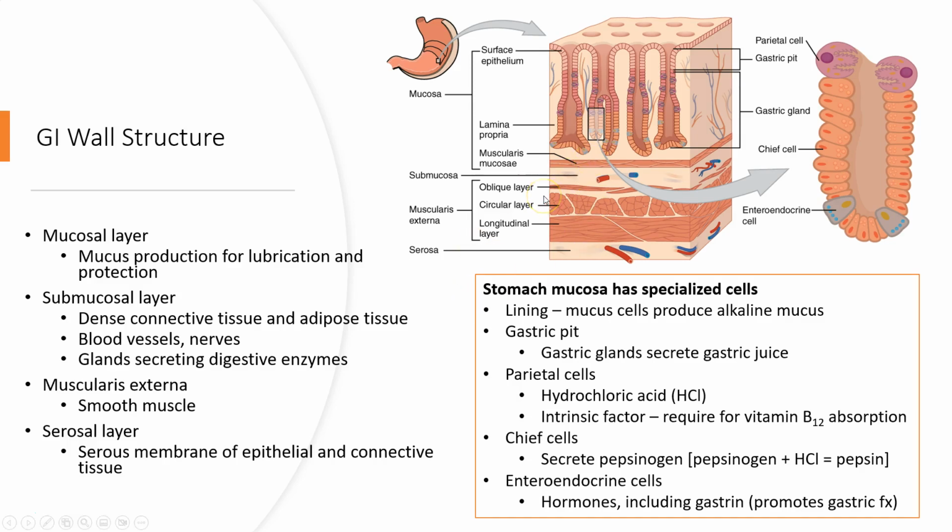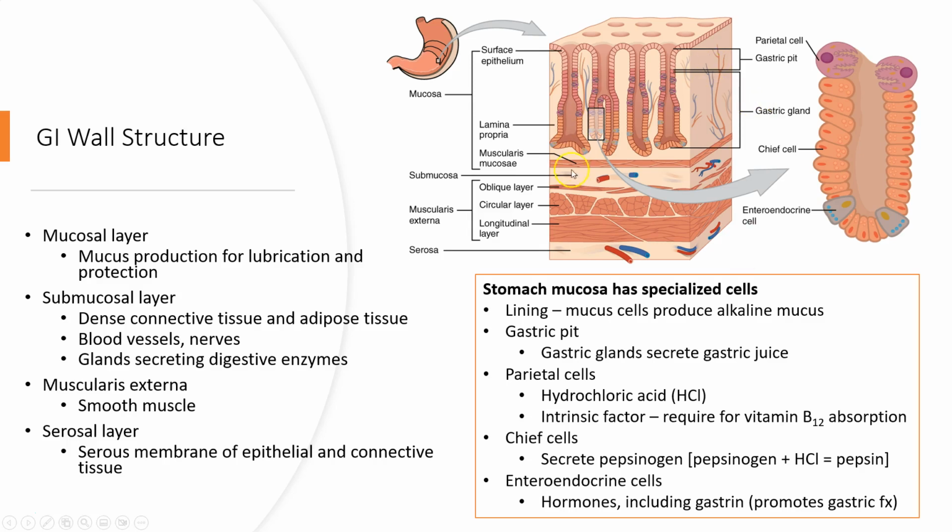The next layer is the muscularis externa. This is made up of layers of smooth muscle that help squeeze the GI tract so that things can move along. And then the final outer layer is the serosal layer. This is a serous membrane of epithelial and connective tissue and represents the outside of each of the organs.